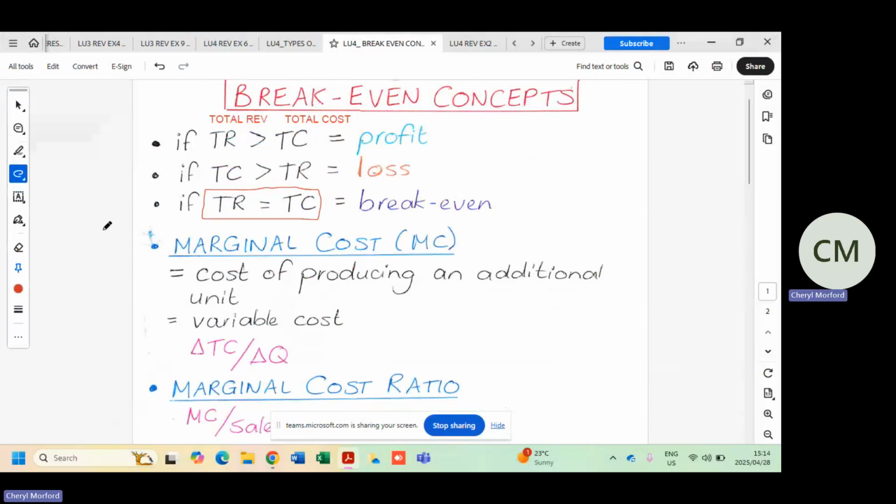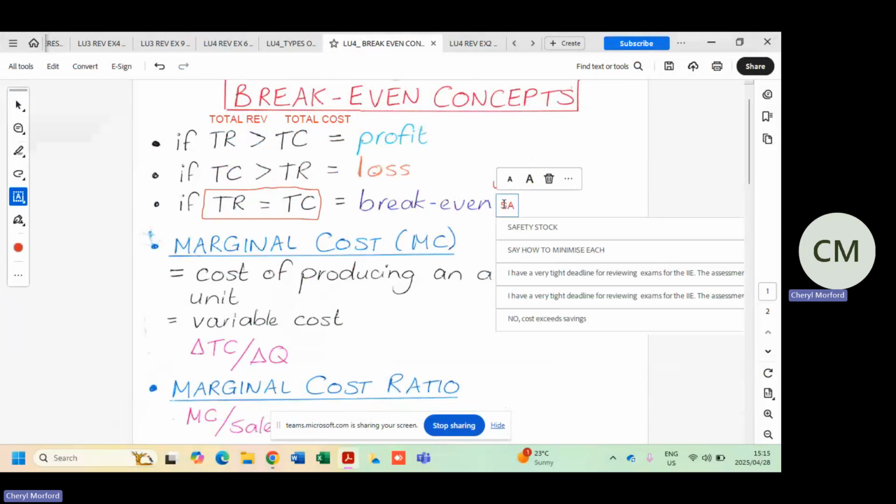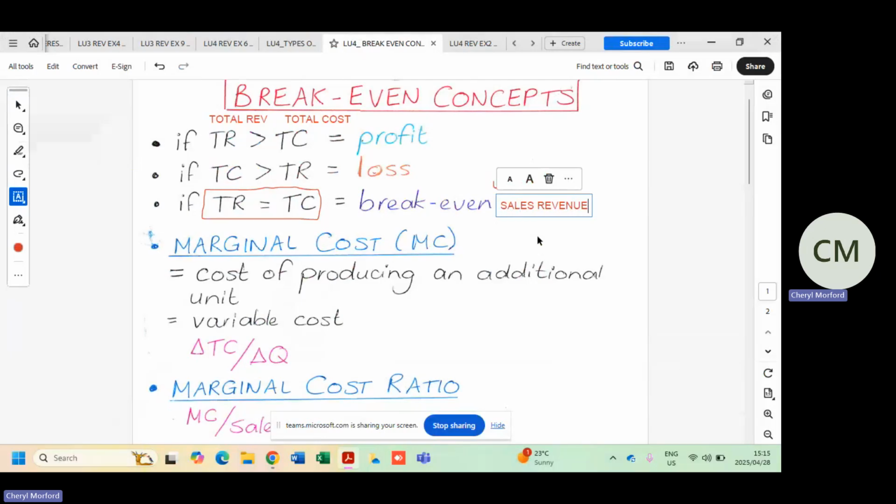We can find this point in two ways. We can either do our break-even units, and that would be the number of units of a product that a firm has to produce in order to just cover all of its costs. Or we could do break-even in a second way in terms of sales revenue. So out of all of the revenue that's earned from the sale of all of the products, how much of that do we need to cover the costs? Because the rest will be contributing to profit. So how do we get there?